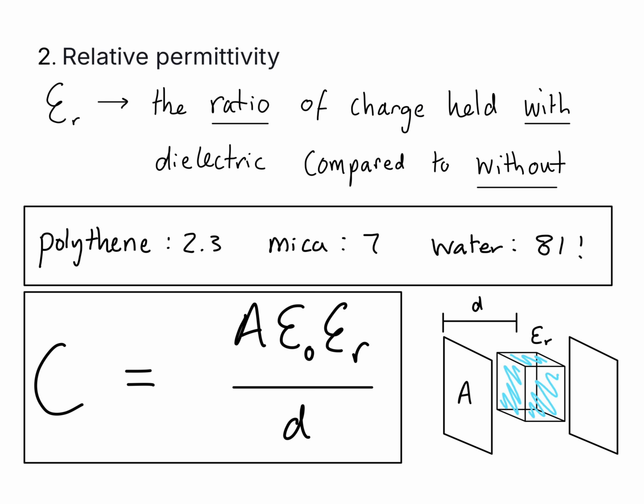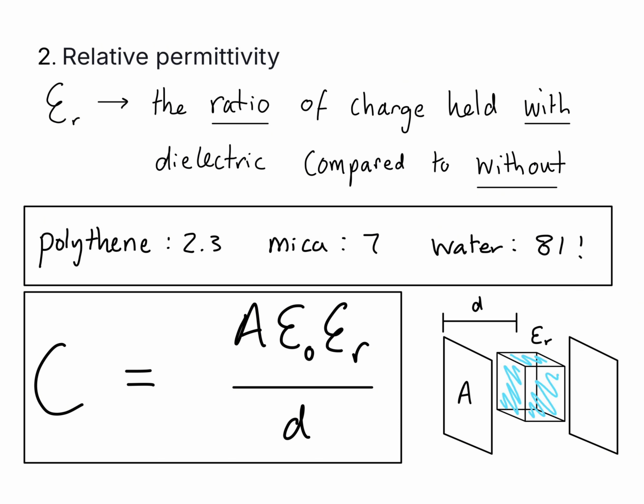It's the ratio of the charge held with the dielectric to the charge held without it. And since Q equals CV, at constant voltage, that's also just the ratio of the capacitances. Some examples of relative permittivities are polythene, which is 2.3, mica is 7, and surprisingly, water is 81. But when you think about the positive and negative atoms in the water molecule, it does make sense.